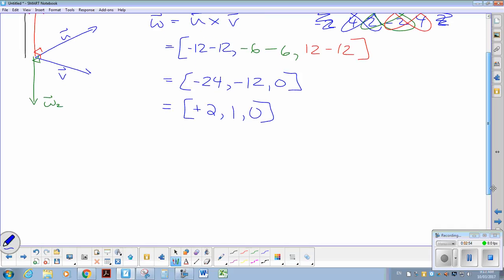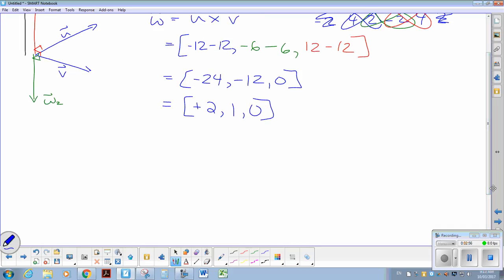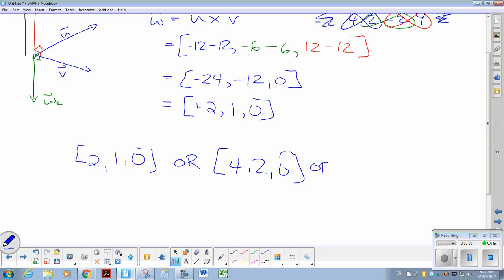So in order to get multiple answers here, my answers could be 2, 1, and 0, or I could double it, 4, 2, and 0, or I could change the direction. So I could have said negative 2, negative 1, and 0. So all of those, I'm just playing with the answer. So myself, there is just one vector perpendicular. It's just going to be multiples of that one vector to give you multiple answers. So hopefully that answers your question. If you have anything specific, let me know.